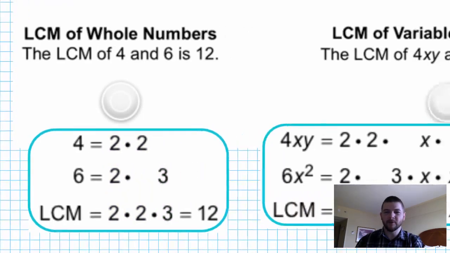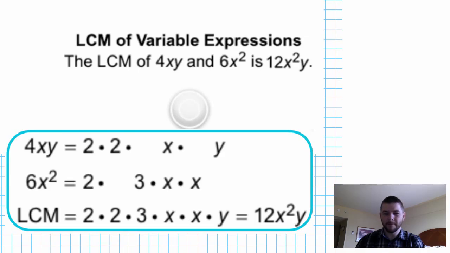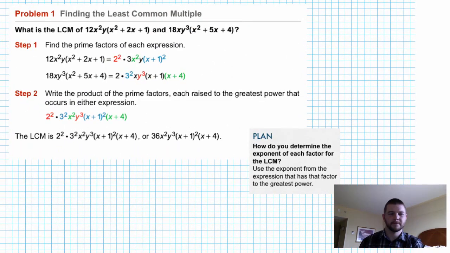Similarly, the least common multiple of variable expressions, 4xy, can be rewritten in this way, 6x squared, rewritten in this way, vertical alignment, and multiplying those prime factors arrives us at the least common multiple of 12x squared y. Example problem 1, finding the least common multiple. What is the least common multiple of this expression and this expression?